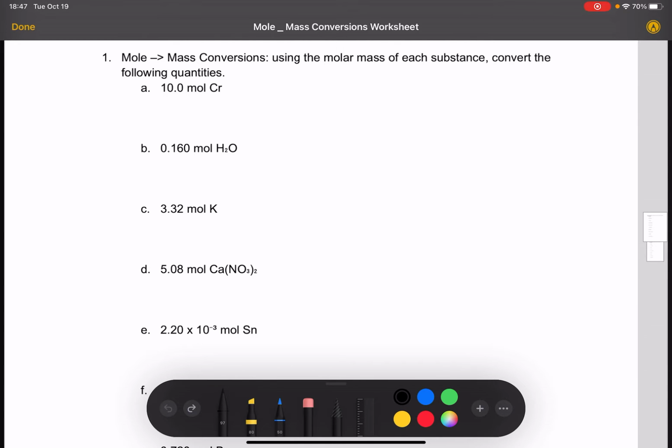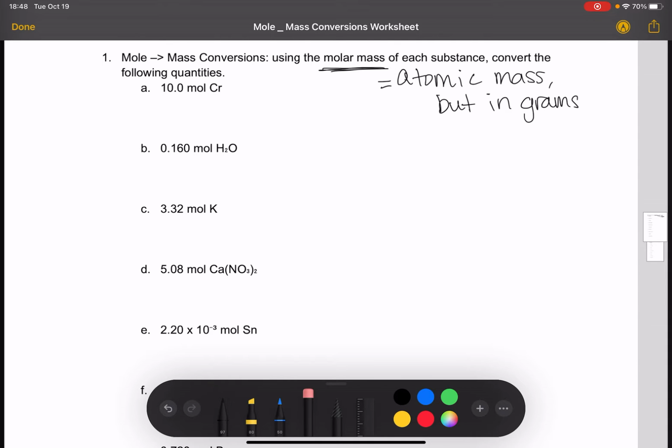So what we're doing here is using the molar mass. When you see molar mass, I want you to think atomic mass, but in grams. Okay? Molar mass equals atomic mass, but in grams. So what does that mean to you? If I am told that 1 mole of a substance is its atomic mass in grams, what does that even mean?